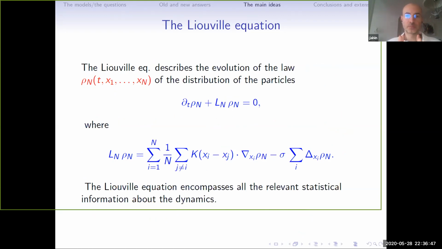So, we are looking at the joint law. We can actually write a very simple equation on the joint law. You can call that the Liouville or the forward Kolmogorov equation. This is where the operator L_n is that object. So this is relatively simple.